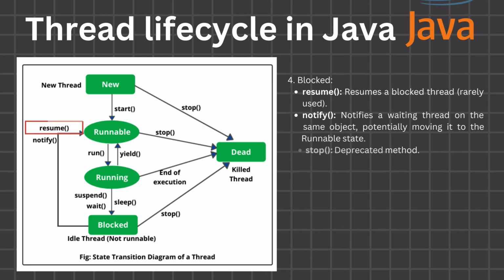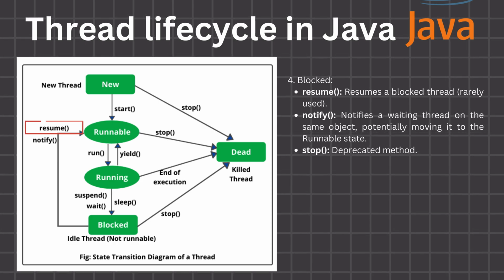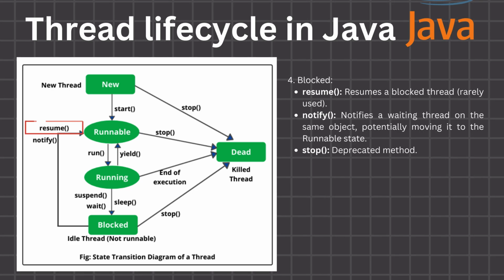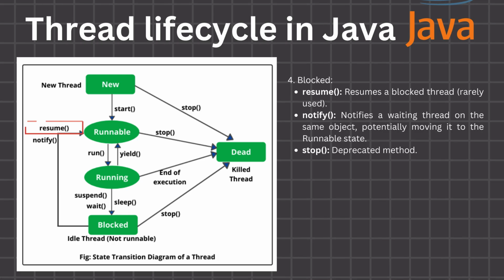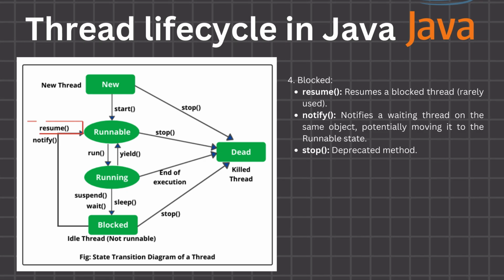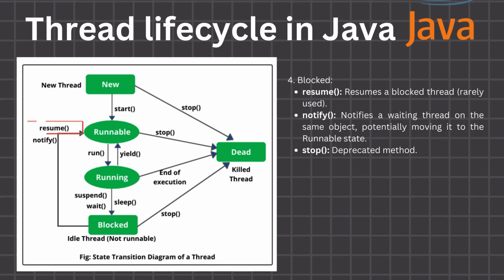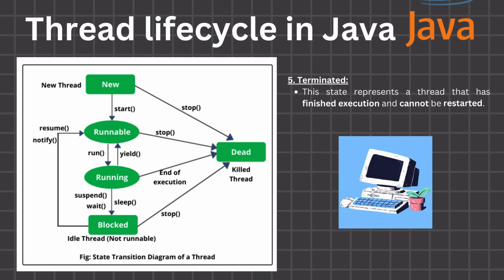Blocked: resume. This method resumes a blocked thread, but like the resume method in the runnable state, it is also rarely used in practice. Notify. This method is used to notify a waiting thread on the same object, potentially moving it to the runnable state. This method is typically used together with wait to implement inter-thread communication and synchronization. Stop: deprecated method that should not be used. That covers all the methods in the blocked state.